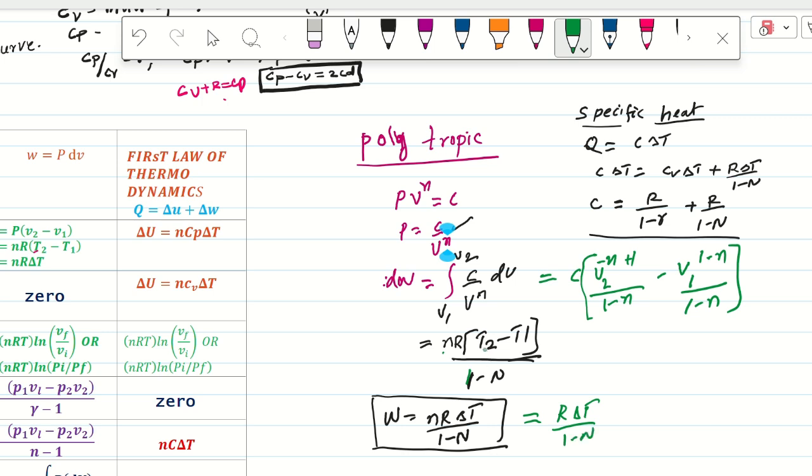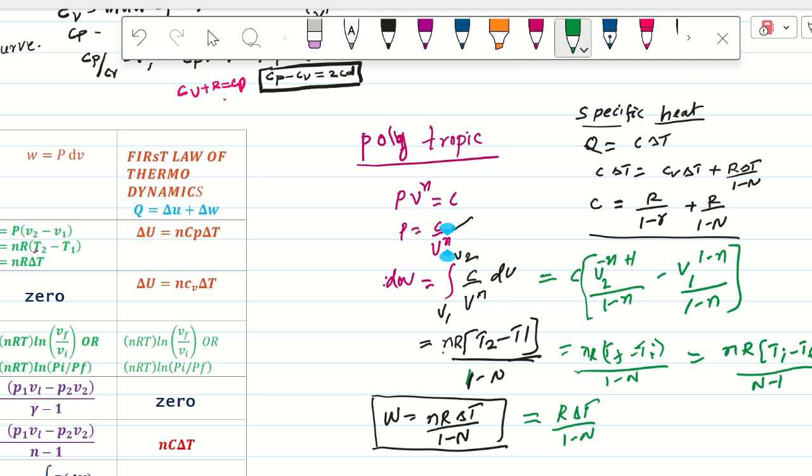So here, if you want to write, this is Tf minus Ti. This is nR into Tf minus Ti by 1 minus n, I am taking. So if you want to write, it is the same thing: Ti minus Tf by n minus 1. In some books they will write n minus 1 or 1 minus n, but the change is Ti and Tf. Here 1 minus n, n minus 1; Tf, Ti, Ti, Tf. That is the change.